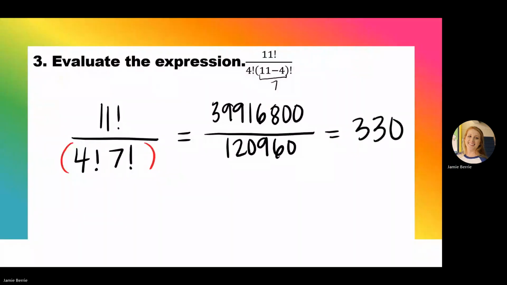Okay, so now we have done some practice with factorial. So now I'm assuming that you feel pretty comfortable using the factorial function in your calculator. Now we're going to move on to practicing using the combination and permutation buttons in the calculator, and then we'll do a couple word problems.